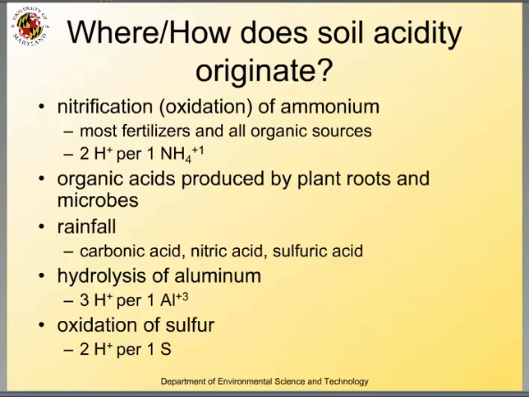Aluminum's in our soils because aluminosilicate minerals weather, break down. They release aluminum into the soil solution, and aluminum undergoes a reaction called hydrolysis. There are 3 hydrogens released from hydrolysis for every 1 molecule of aluminum that hits the soil surface. So this was a 2-for-1, and this is a 3-for-1. If sulfur or sulfide, like the iron sulfide with glauconites, or elemental sulfur, is released into the soil, we have 2 units of hydrogen produced per 1 unit of sulfur.